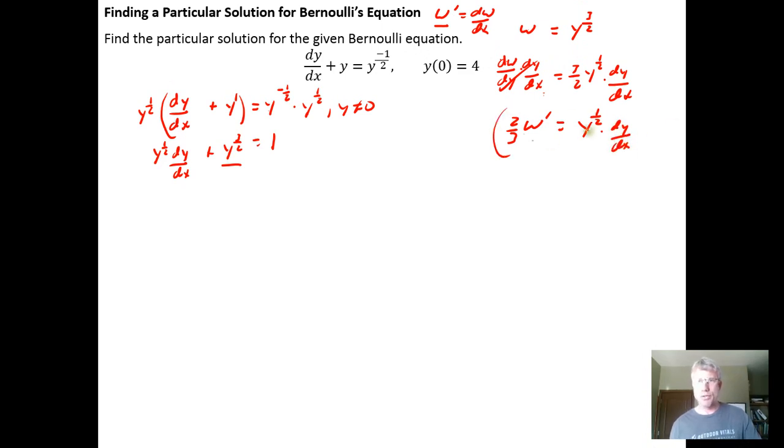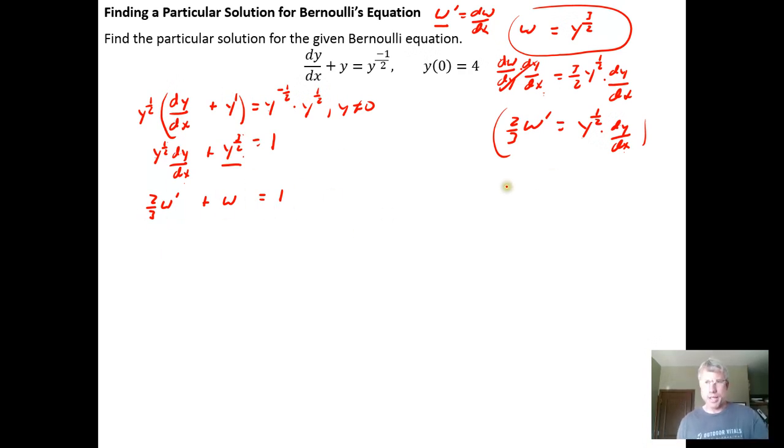And then I need to use this and this for my substitutions. So here I have y to the 1/2 times dy/dx, but y to the 1/2 times dy/dx can be replaced with 2/3 w prime, plus y to the 3/2 can be replaced with w, and this is equal to 1. And now I have a linear differential equation in w.